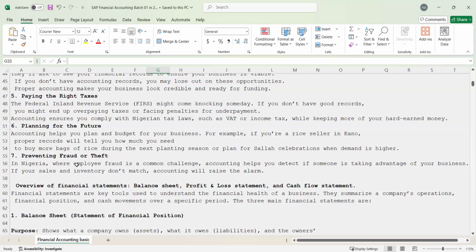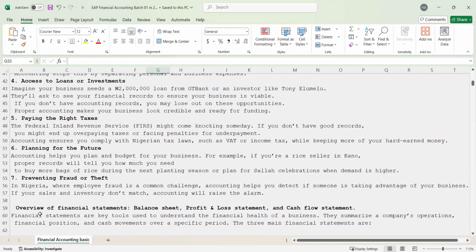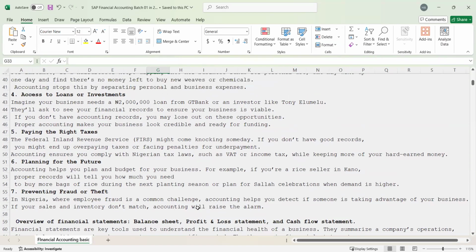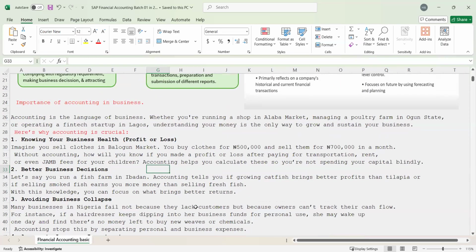And tying it to SAP. If you go to the history of SAP, SAP started with accounting. They started with accounting, and subsequently they started adding other modules to SAP. So without further ado, before going to the next topic, which is overview of financial statements, balance sheet, profit and loss, and cash flow statements, I want us to talk.